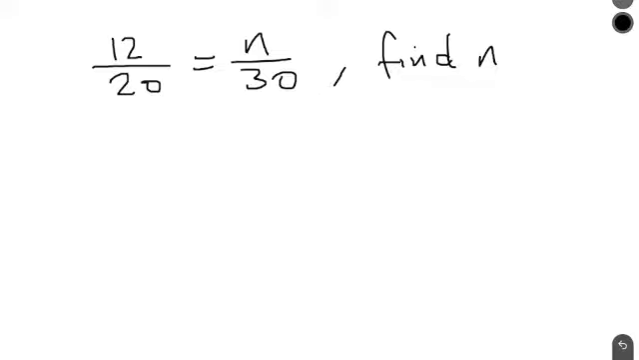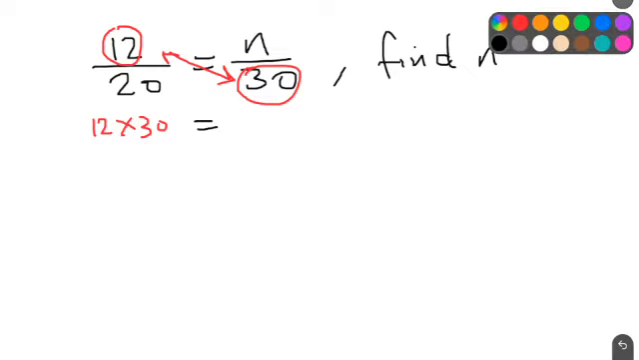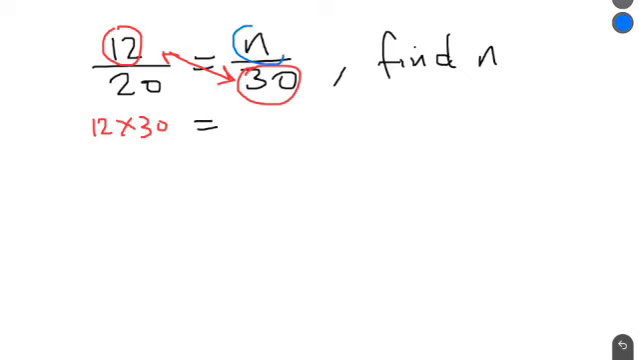So the first thing we do, like we said, step one, is we want to find the cross product. So we would multiply the upper term on the one fraction by the lower term in the other fraction. So in this instance, it would be 12 times 30. And in the same way, we want to multiply the upper term on one fraction by the lower term, or denominator, of the second fraction. So this would be 20 times n, or we may know it as 20n.